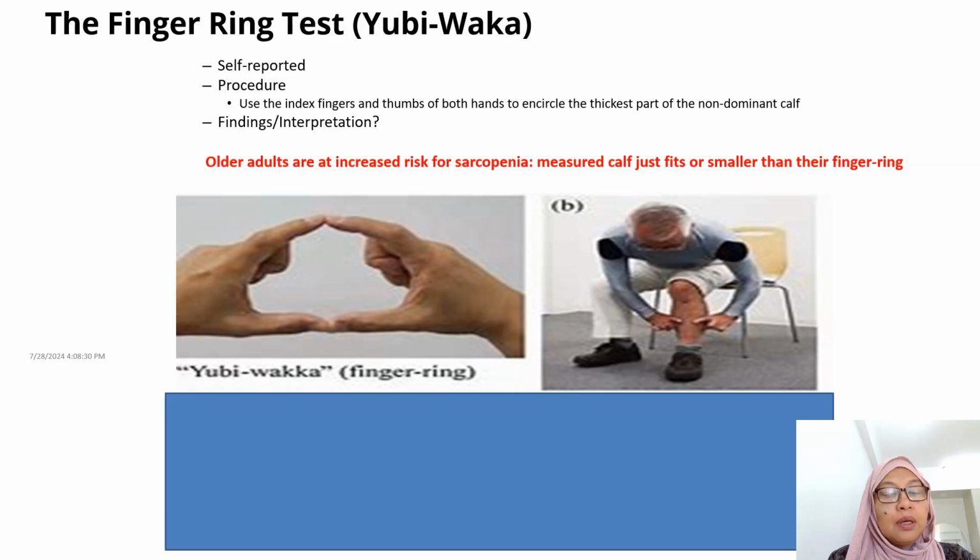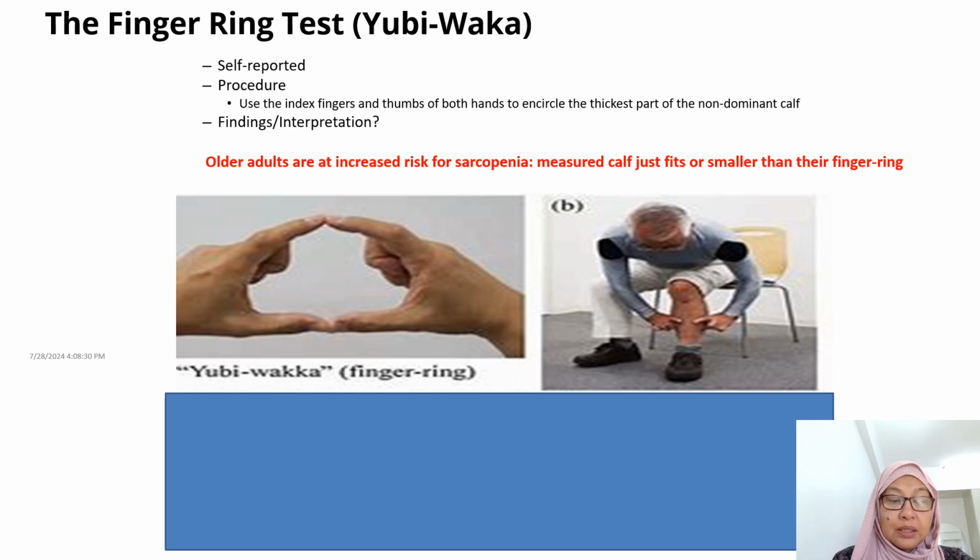Now, you can try the finger ring test. This test you can teach your client to do themselves so that they can monitor the presence of sarcopenia from time to time. The finger ring test is a self-reported method to screen for sarcopenia. So here is how you can perform it.